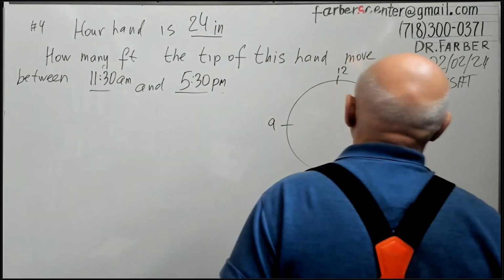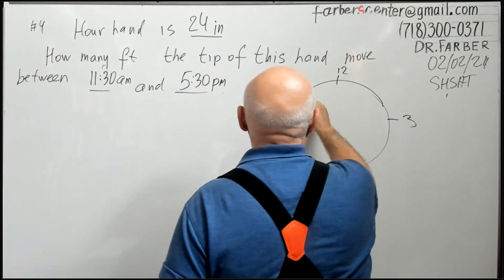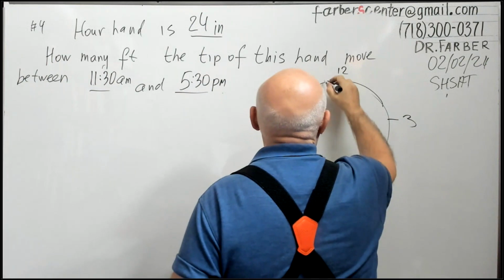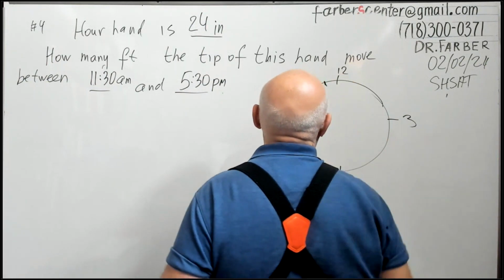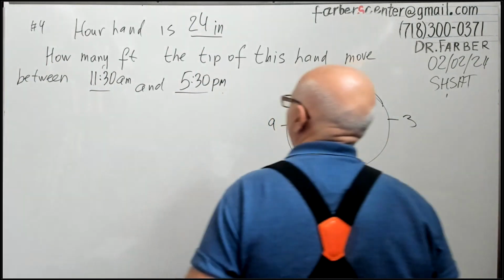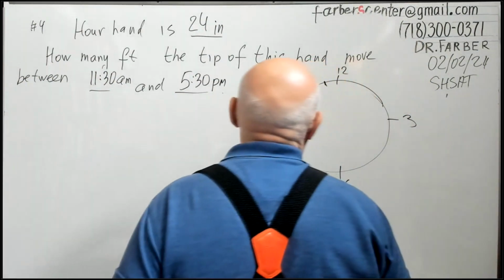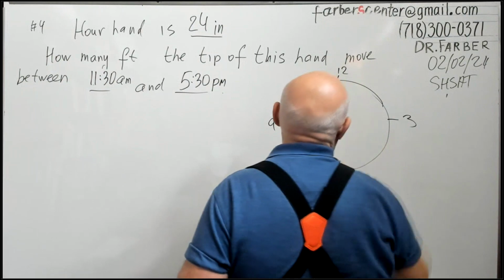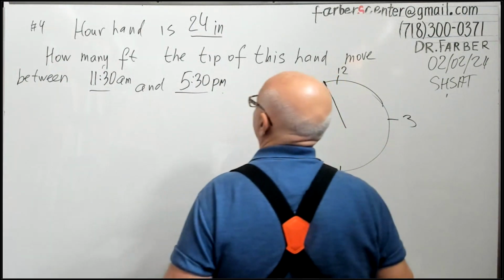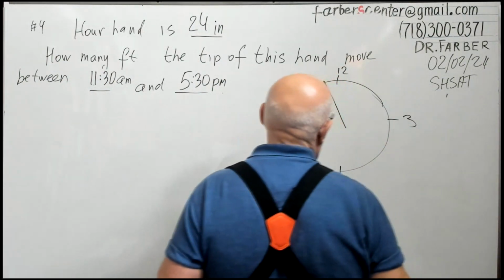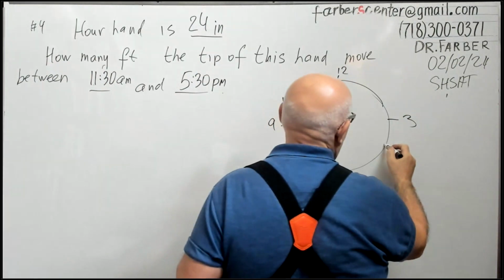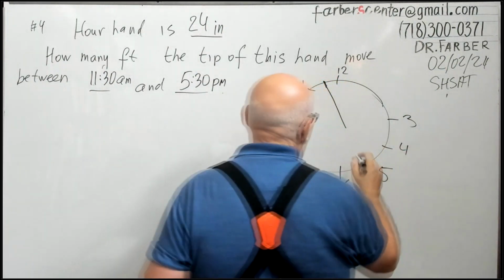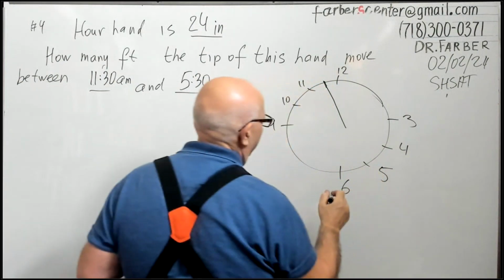11:30. This is 10, 11. 11:30. This hand shows 11:30 and 5:30. This is 4, 5, and this is 5:30.